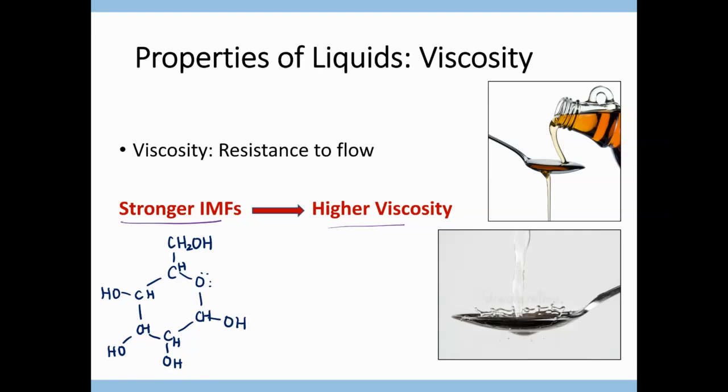And then there are hydrogens as well. So there are 1, 2, 3, 4, 5 locations where hydrogen bonding can occur in one glucose molecule. So there are strong intermolecular forces between the molecules in syrup, and that results in higher viscosity, or more resistance to flow. Water is just H2O, and there's only 2 hydrogens and an oxygen. We can also apply what we learned about dispersion forces. This is a larger molecule, so it would have stronger intermolecular forces than a smaller molecule.